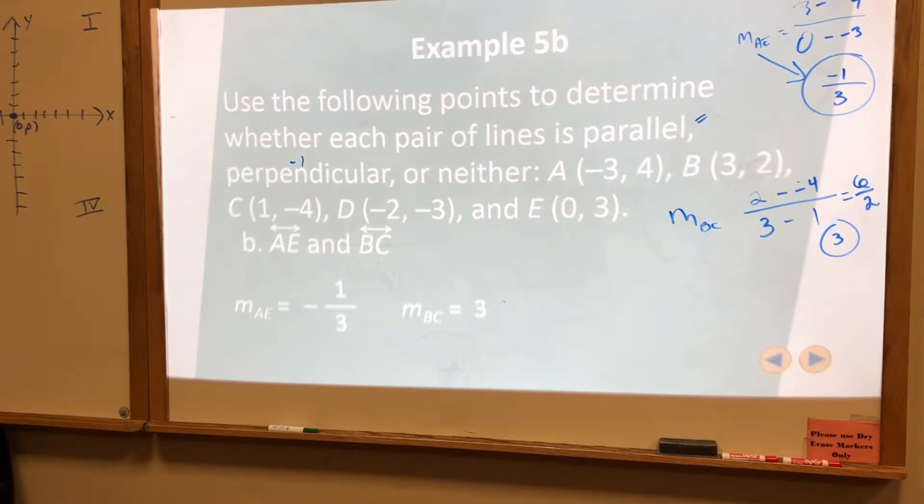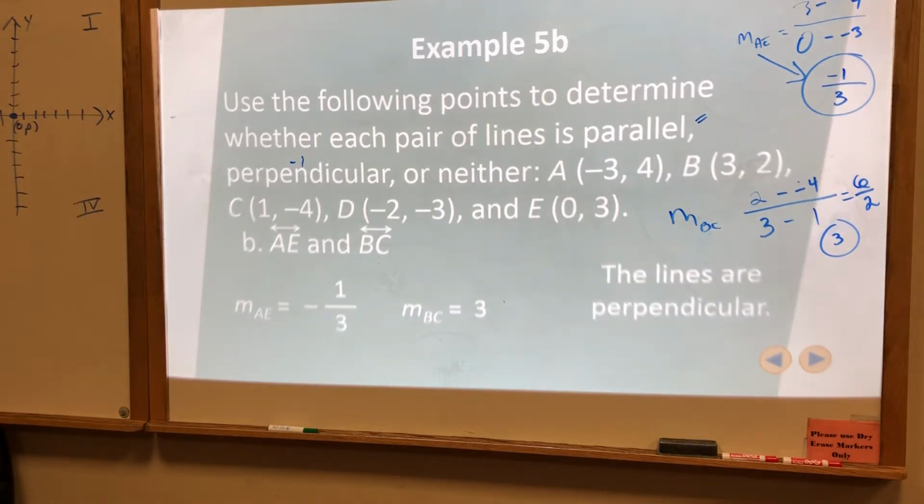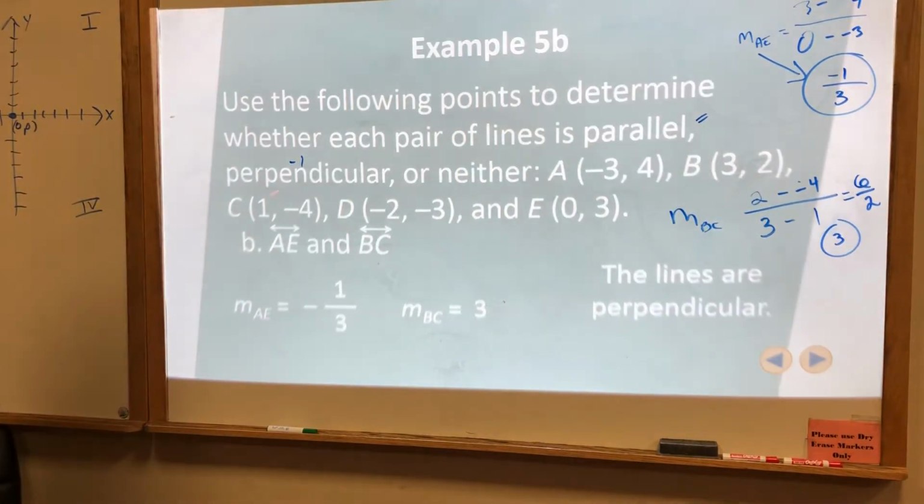Remember what I said. Remember, if they're parallel, they're equal. If they're perpendicular, the product is -1. And if they don't do either of those two things, then they're neither. So watch carefully. -3 times 1/3. What do you get when you do this multiplication? You get -1. So therefore, these are what kind of lines? Perpendicular lines.